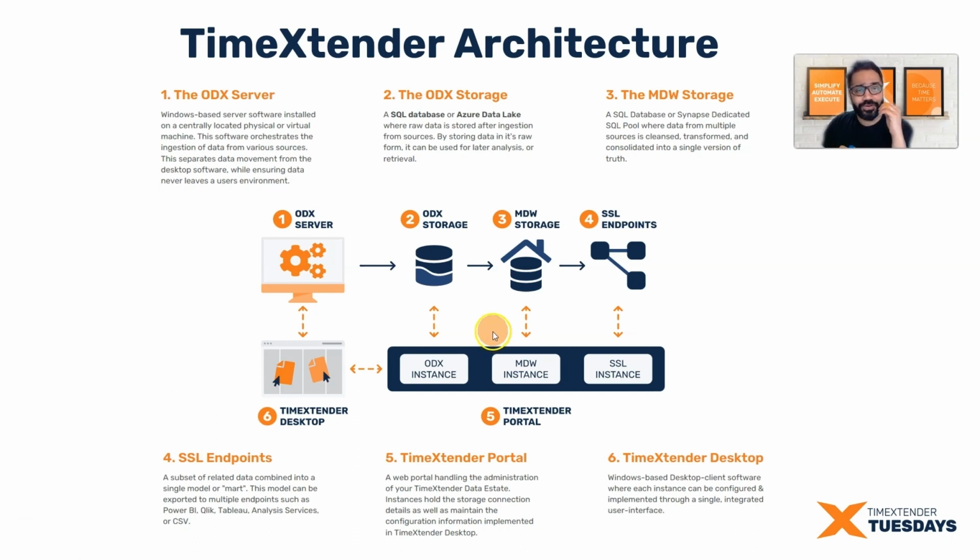As most of you already know, TimeXtender has three main components. First one you see here is the ODX server, which we will see in detail in a few minutes. The other components are the TimeXtender desktop, from where the developer creates, transforms, prepares data and does all the data massaging. The third major part of TimeXtender is the portal, from where most of the administrative tasks are completed.